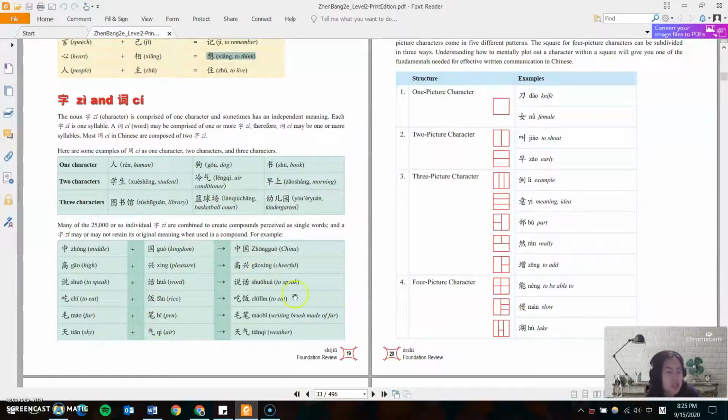So again, it's really cool if you actually understand how the language works, because 吃饭 does mean to eat, but it literally means eat rice, because rice is a staple in my culture, right? Just as it is for some of your cultures as well, like bread or pasta. 毛笔 literally means writing brush made of fur. 天气 literally means the air of the sky, right?